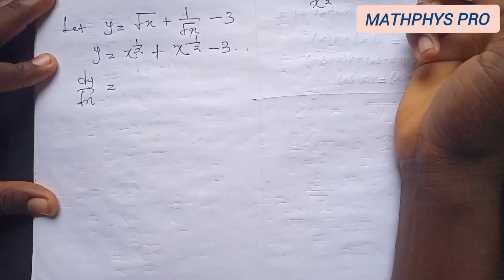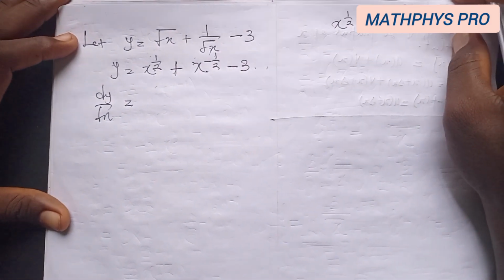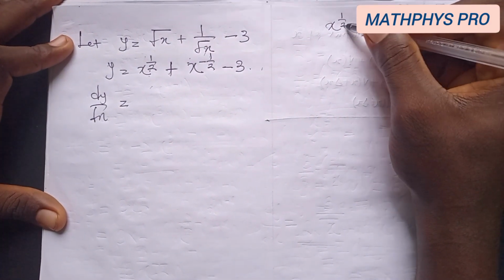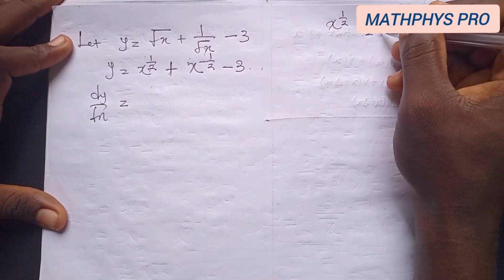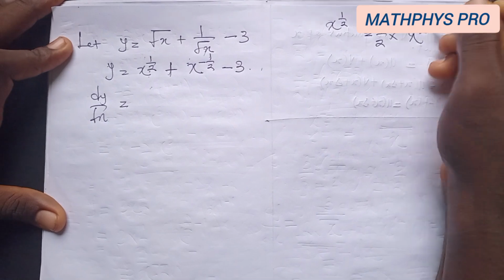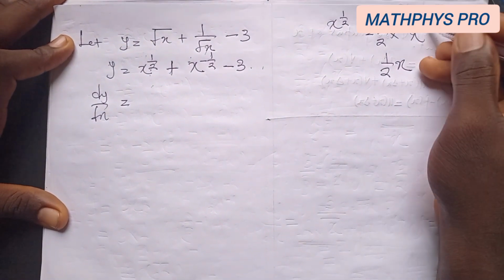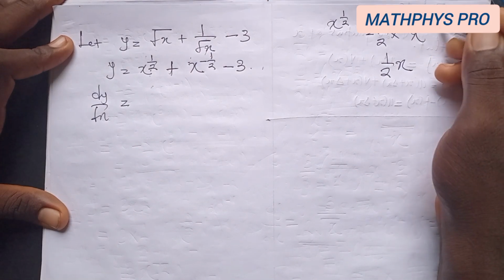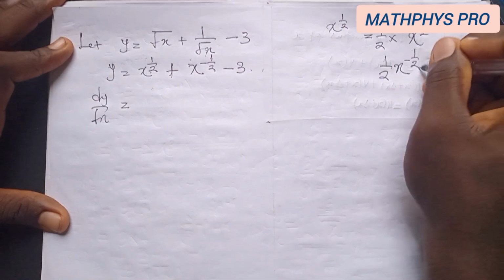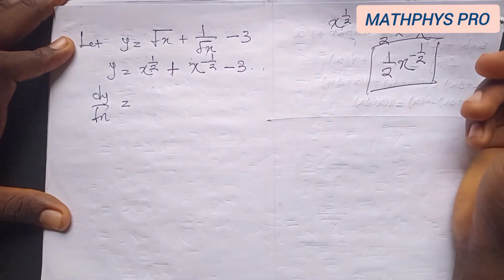So we can say that dy/dx is equal to, if we differentiate x raised to 1 over 2, that will be equal to 1 over 2 times x raised to 1 over 2 minus 1. So we have 1 over 2 x, 1 over 2 minus 1 will give you minus 1 over 2. So this is the derivative of x raised to 1 over 2.